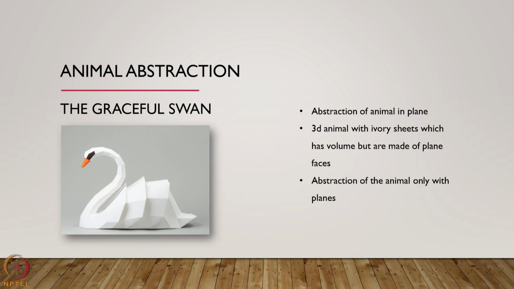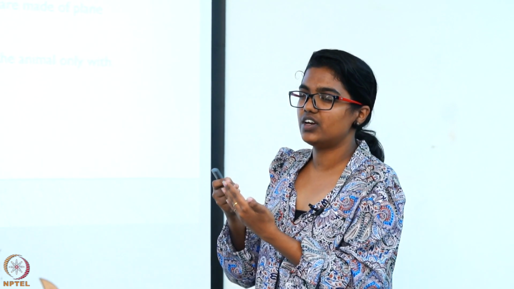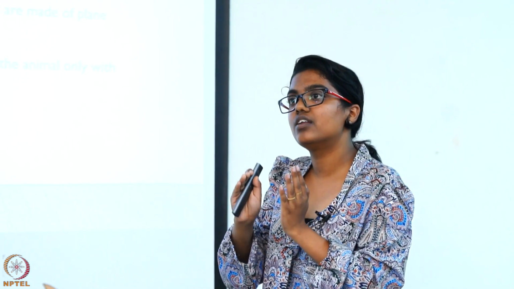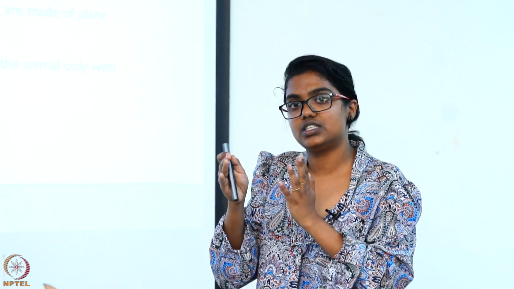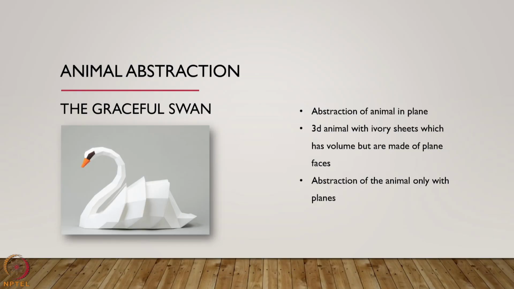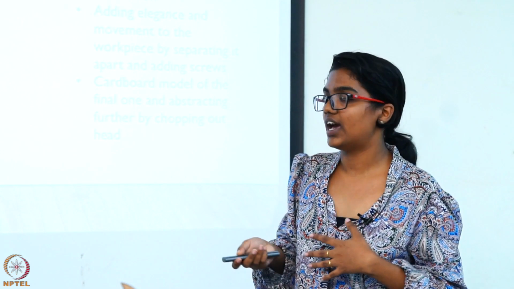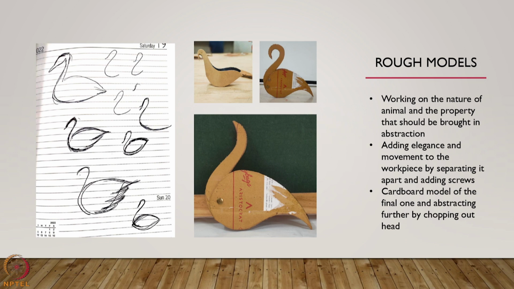So that was the first form of abstraction, where around 90% of the real form was intact, and we changed 10% to abstract. Then a 3D animal with ivory sheets, which has volume, was made out of plain faces. The next part was that we had to make it with complete planes. That was the constraint we had, and we started sketching.